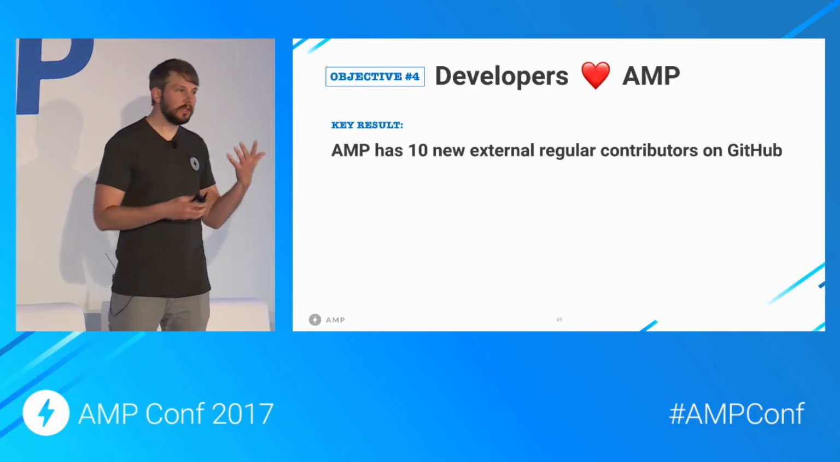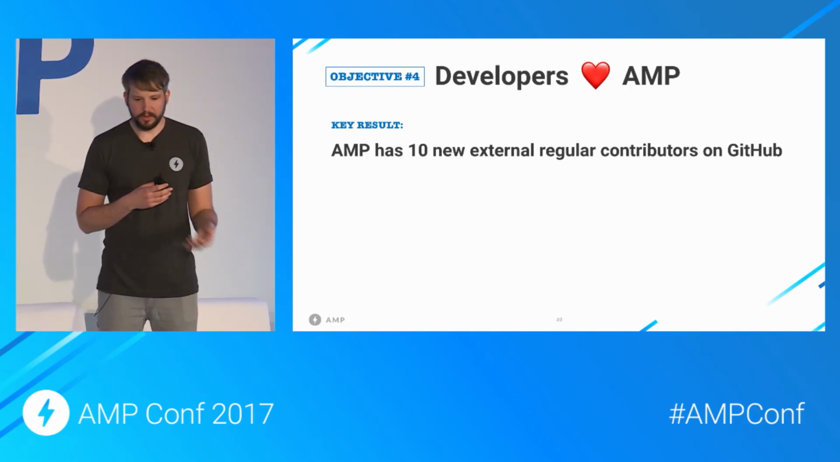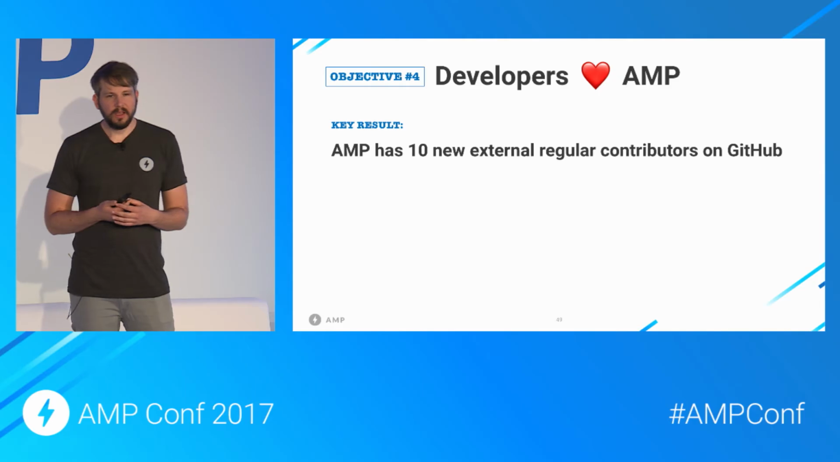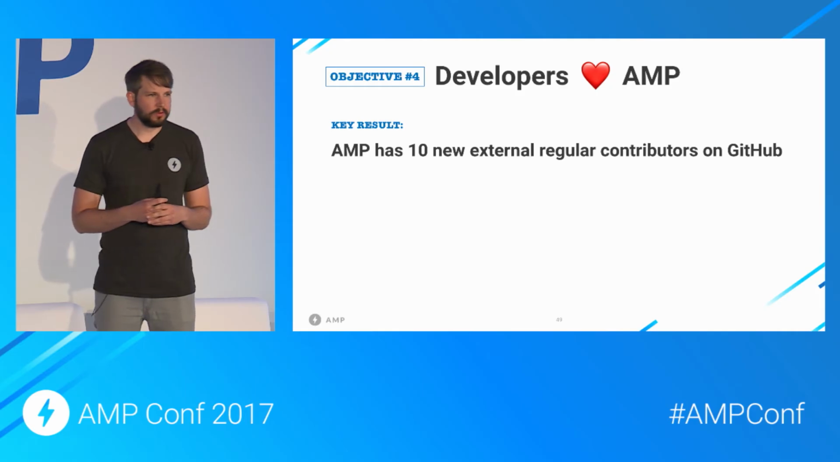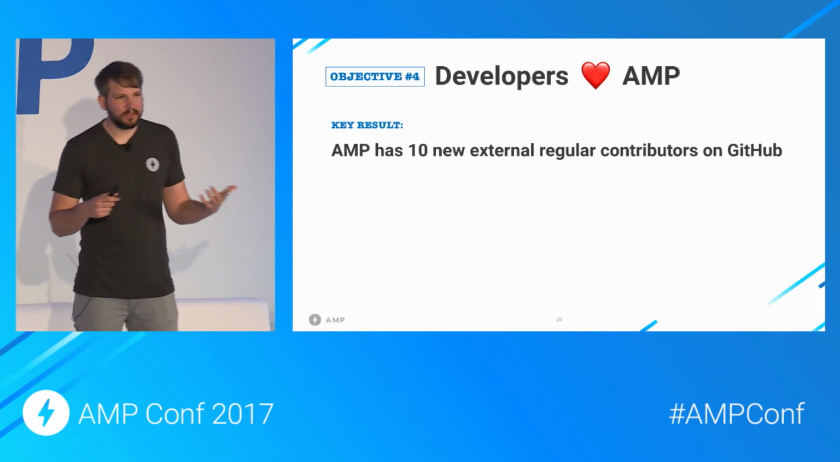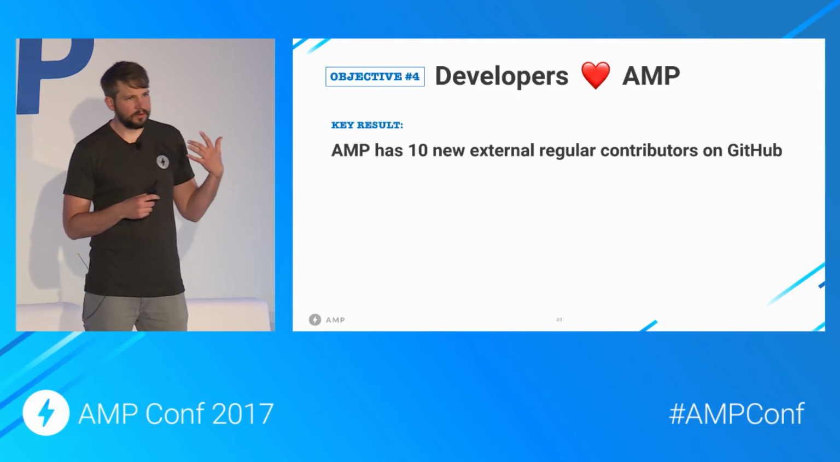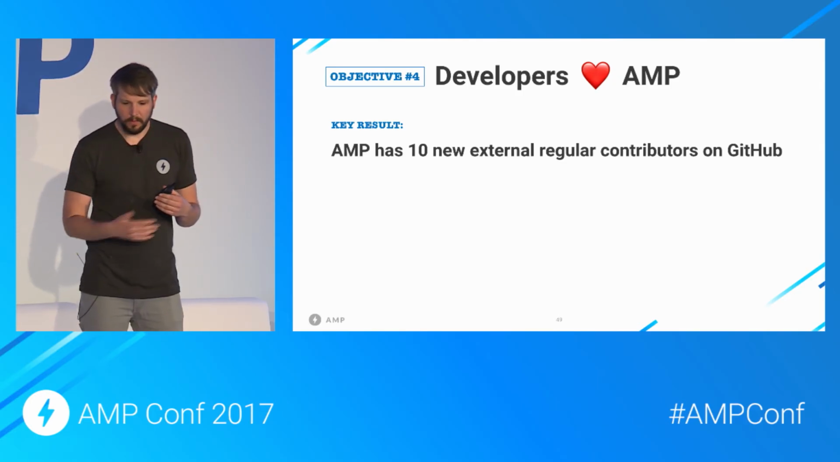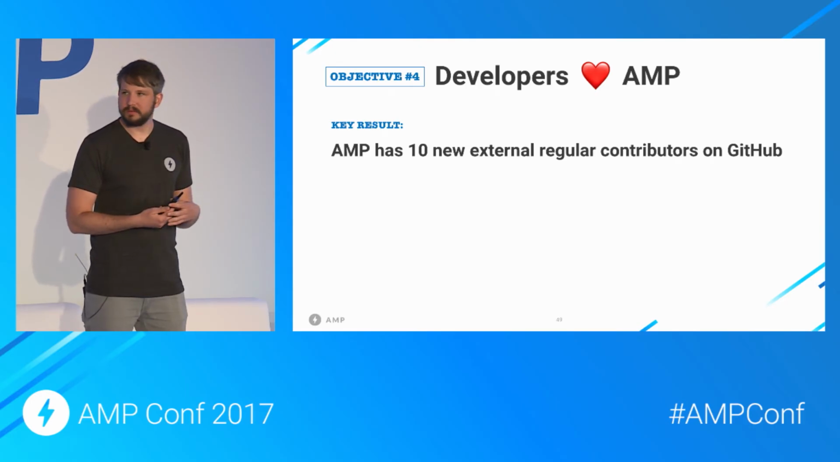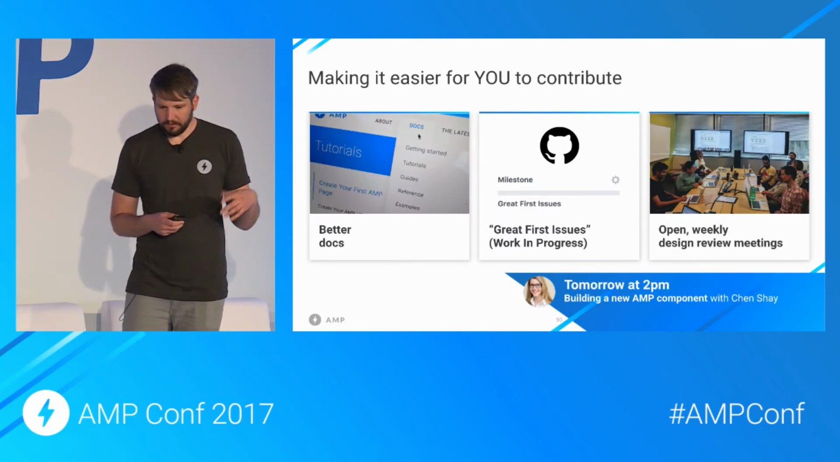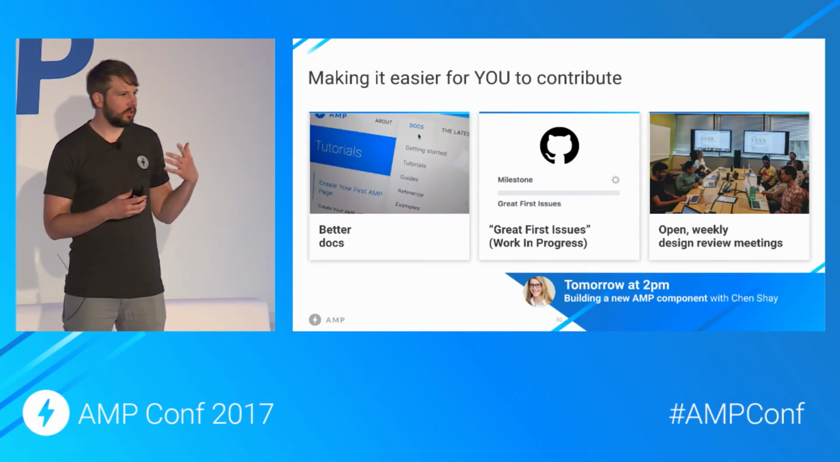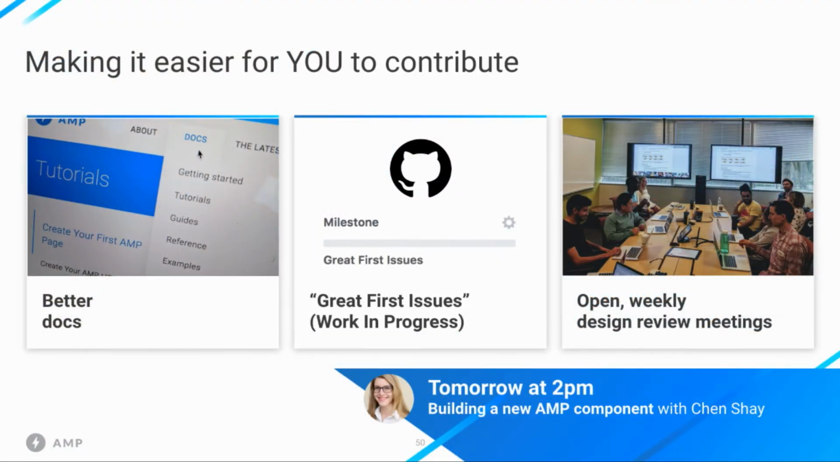Even further, we really, really would like to have more external regular contributors on GitHub. We have an extraordinarily high number of contributors. 300 is what we broke through last week, which is absolutely amazing and humbling, and thank you for that. But what we are aiming for is having more people regularly contribute in the process. Paul was speaking earlier about some of the things we've been doing. So first of all, we've really, really invested in making our contribution docs, not the docs that explain how you use AMP, but the docs that explain how you work on AMP, make them really welcoming and really easy to follow.